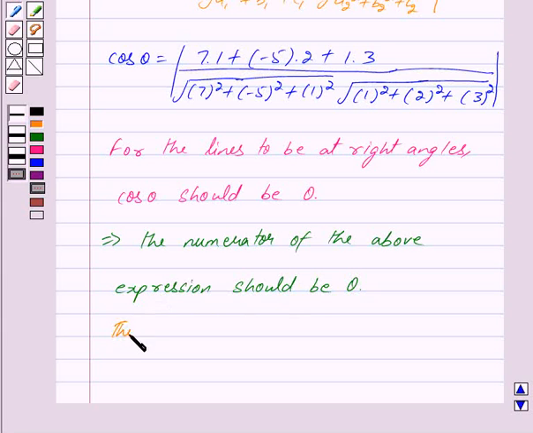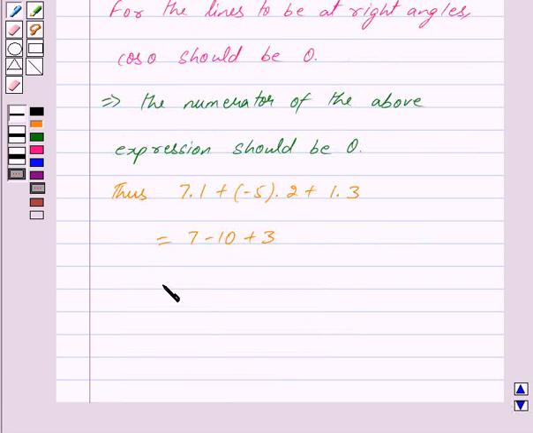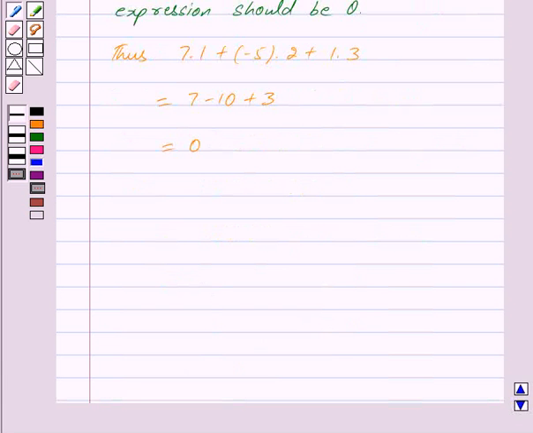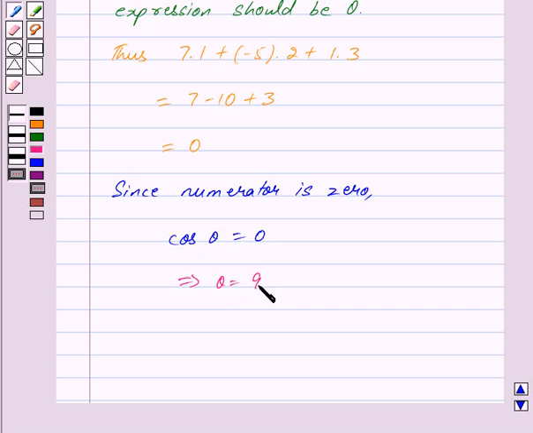Thus we have the numerator of this expression is 7 into 1 + (−5) into 2 + 1 into 3, and this is equal to 7 − 10 + 3, which is equal to 0. So we have got the numerator to be equal to 0. Now since the numerator is 0, cos theta is equal to 0 and this implies theta is equal to 90 degrees, that is, the lines are perpendicular.